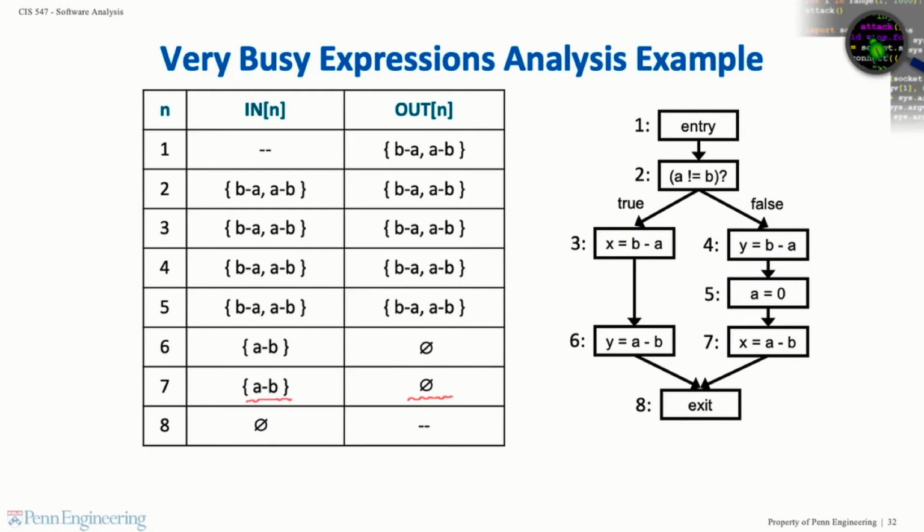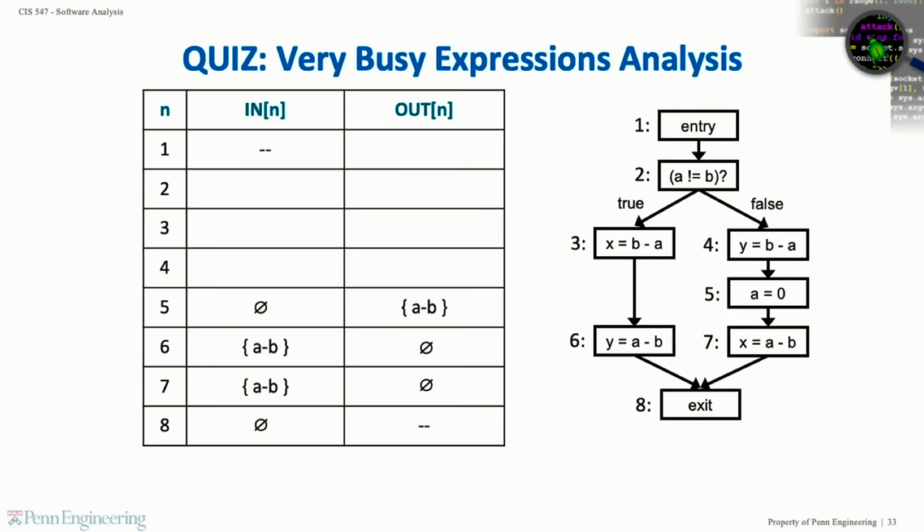Continuing along the other branch, it similarly updates the out set of node 6 to the empty set, as no expressions are very busy at this point. Similarly, it continues further backwards and updates the in set of node 6 to reflect the fact that expression a minus b is very busy at this point. Let's update the remaining entries of this table in the following quiz.